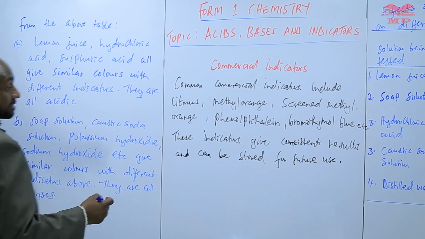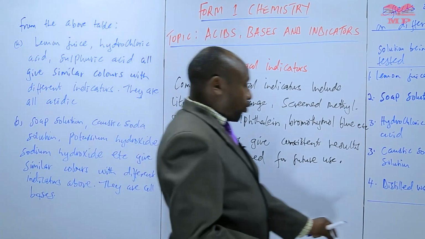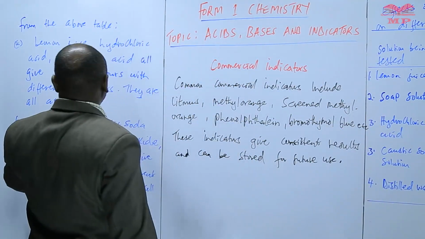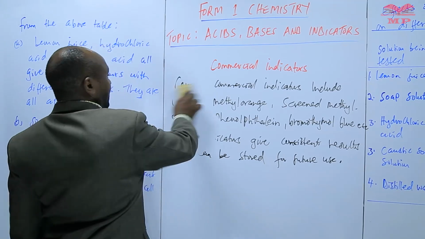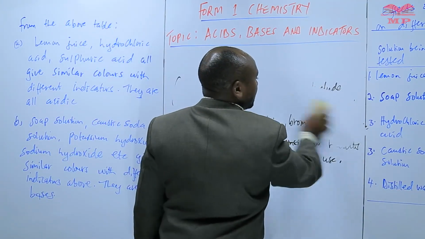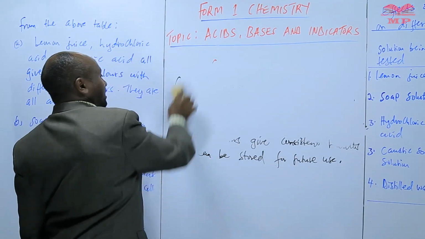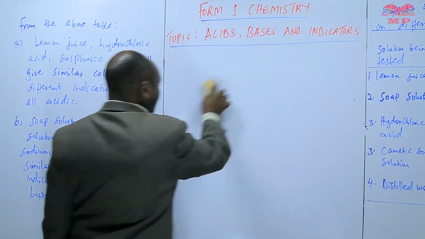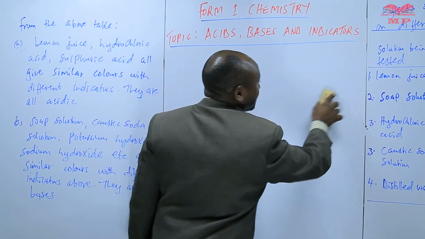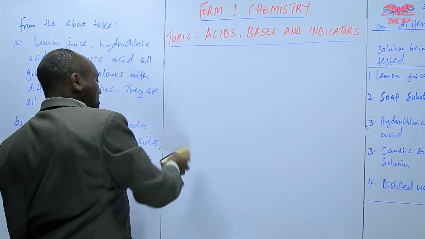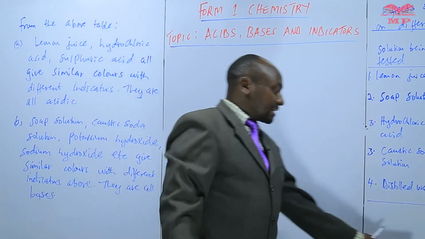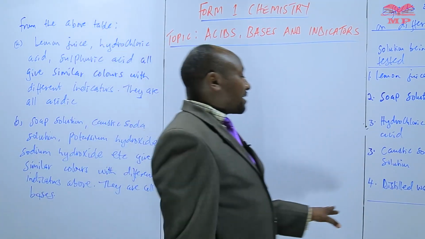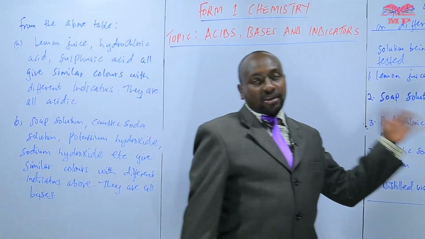So they are bases because they have their own color that they are giving us that is different from those that are acidic. Remember we said that the work of the indicators is to tell us, is this an acid or is this a base? If it is an acid, it gives you a certain color. If it is a base, it gives you a different color. Then we have distilled water that is giving us a completely different color from the others.